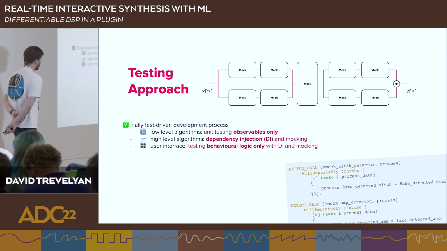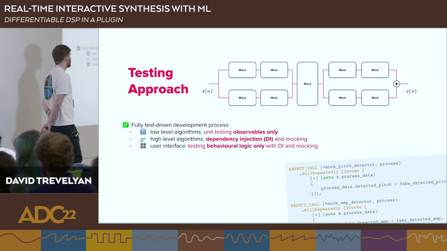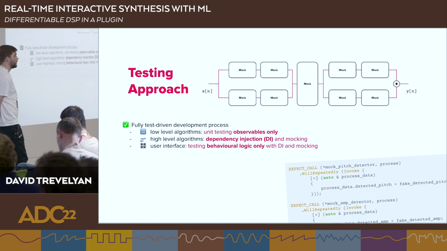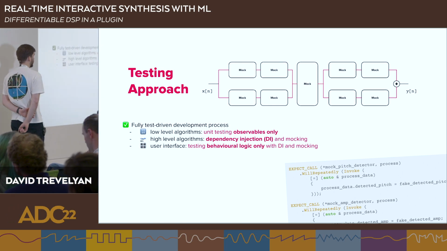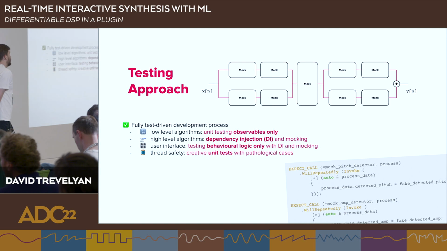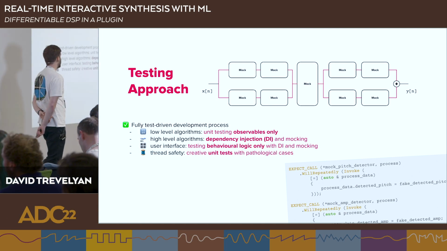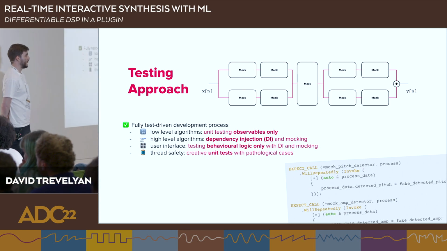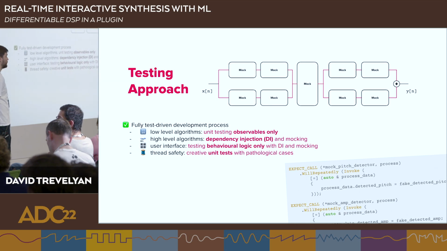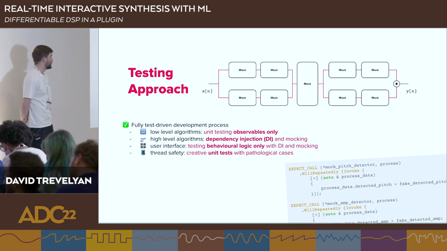At our user interface level, we only test behavioral logic, again with dependency injection and mocking. We just trust that our UI framework gives us the right pixels. We don't try to assert anything on those pixels. For thread safety, we found by being a bit creative with your unit tests and designing very pathological use cases, you can capture most problems in an automated test suite and get failing tests for when you don't actually do things safely.